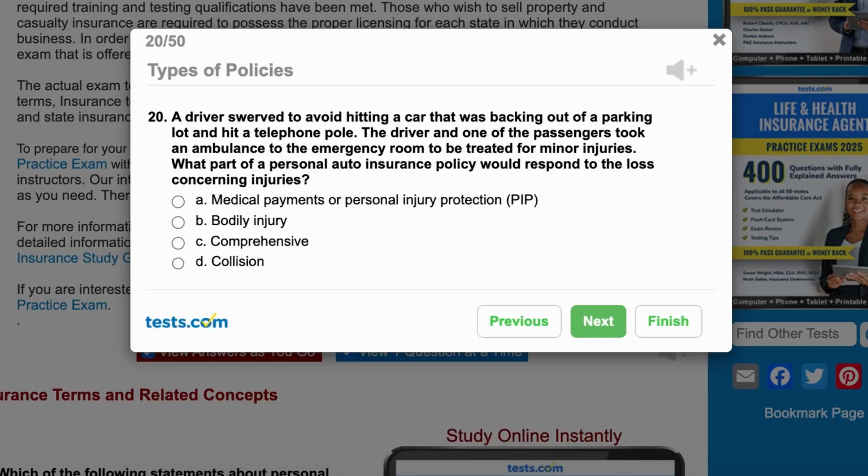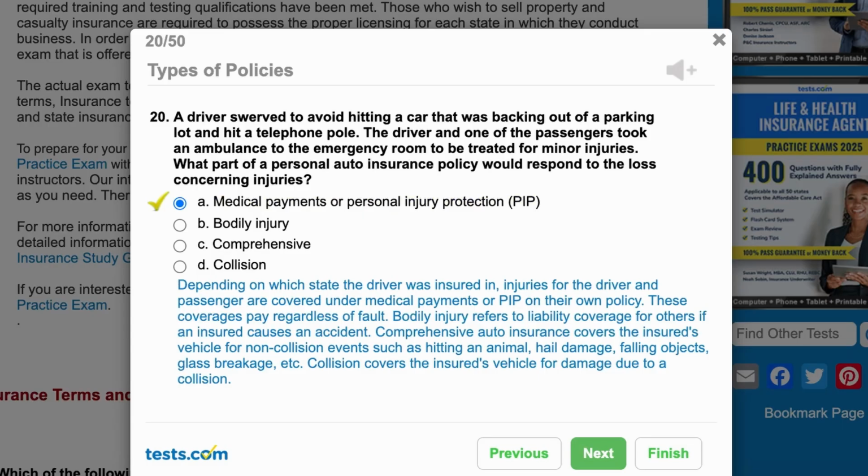Question 20. A driver swerved to avoid hitting a car that was backing out of a parking lot and hit a telephone pole. The driver and one of the passengers took an ambulance to the emergency room to be treated for minor injuries. What part of a personal auto insurance policy would respond to the loss concerning injuries? A. Medical payments or personal injury protection, PIP. B. Bodily injury. C. Comprehensive. D. Collision. A. Medical payments or personal injury protection.